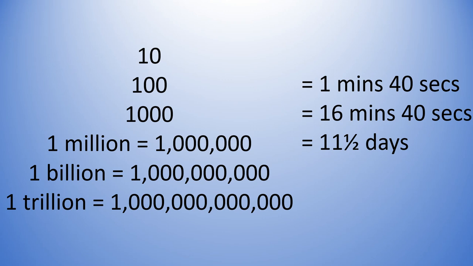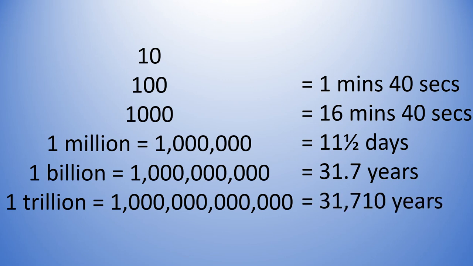Now we move up to 1 billion. 1 billion seconds is 31.7 years. The scale is changing dramatically. And when we get up to 1 trillion seconds, we're at 31,710 years. This is an enormous amount, but it's a good scale of reference for when we move on to some of the more complicated areas later in this talk.